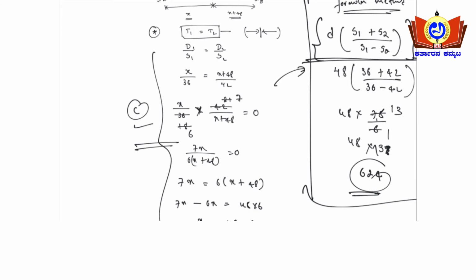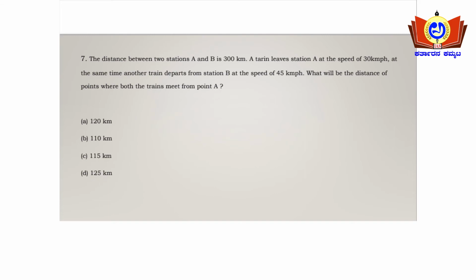Moving on to the next question. The distance between two stations A and B is 300 kilometers. A train leaves station A at a speed of 30 kilometers per hour. At the same time, another train departs from station B at a speed of 45 kilometers per hour. What will be the distance from point A of the point where both trains meet? This question is similar to the previous one. I'll be solving it on the next page.